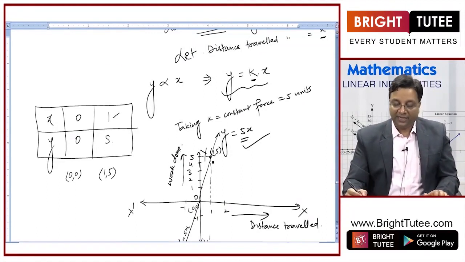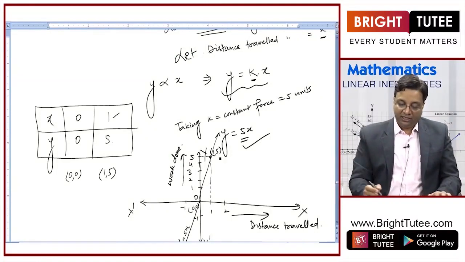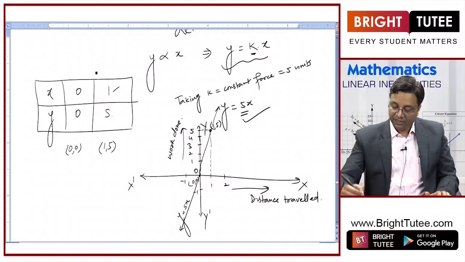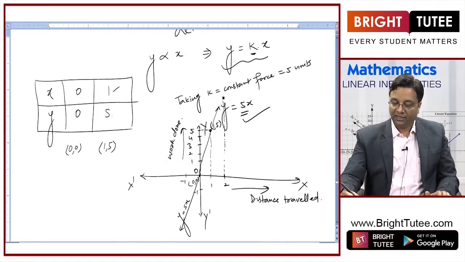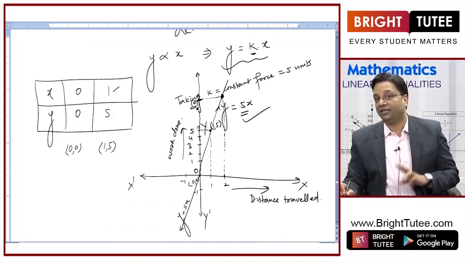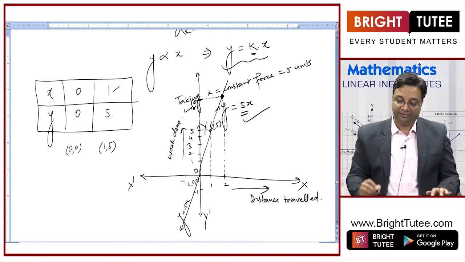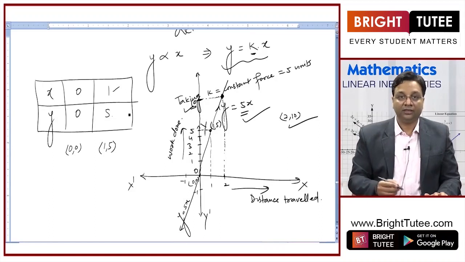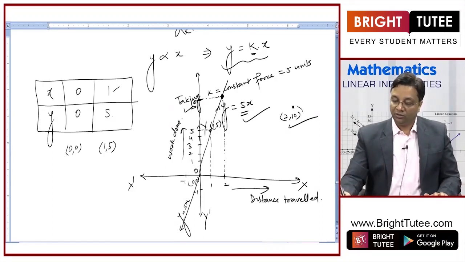Now on this line every point will be a solution. So corresponding to when the distance traveled is 2 units, what will be the work done? Distance traveled 2 units. So I'll draw a line here parallel to y-axis and let it meet the graph. Let us say it meets it here, and then I will see corresponding to this point what is the ordinate, and you will see that this ordinate is 10 when you draw it on a graph paper. Okay, so this will be 10.